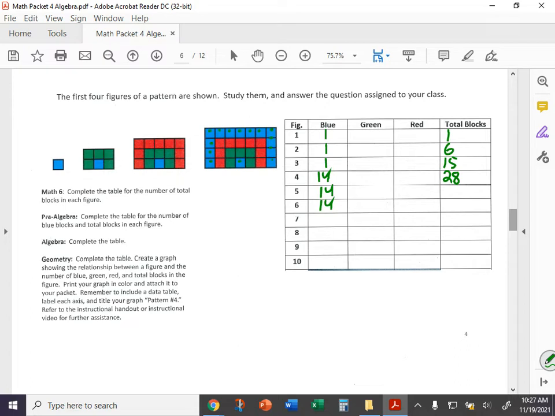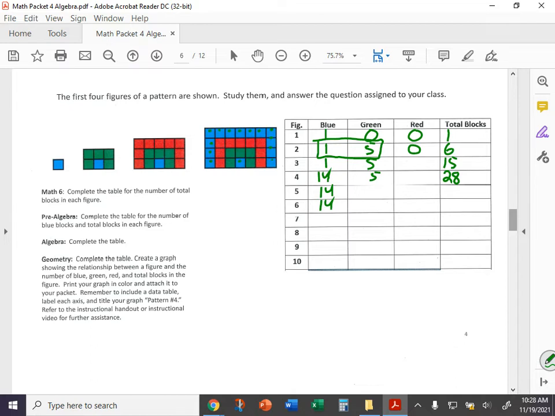Okay. We can also get the number of green blocks. First figure, 0, 0. Next figure, second figure, we've got 5 green blocks, 0 red. And notice that our blue plus our green, 1 plus 5, adds to equal the number of total blocks. So it's probably the best strategy here to fill out that total blocks column first, right? Because you know that you've got the same number of each block for 3 figures. And so you can fill this table out in sections. And then if you know the total, you can get that missing piece fairly easily.